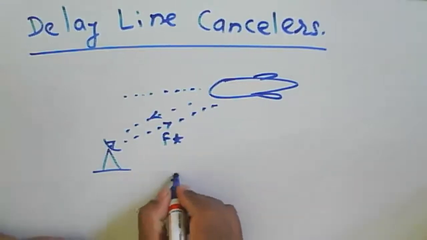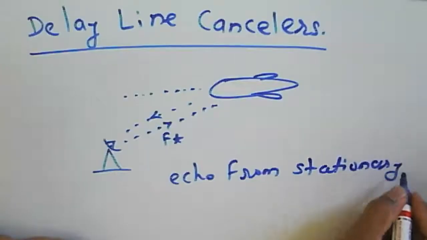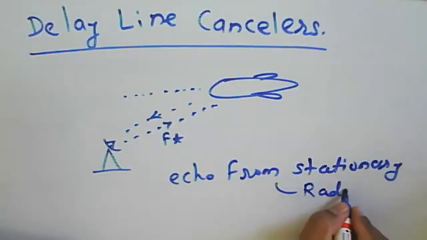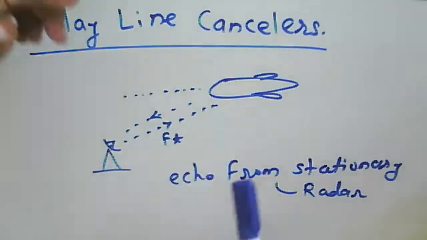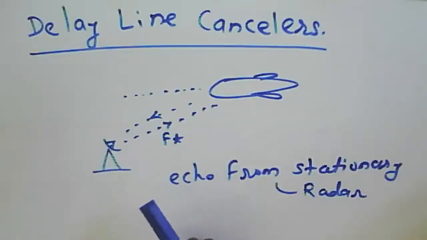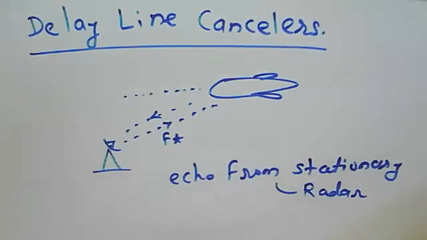So we are getting the echo from a stationary object, and we are getting the echo from the radar target. When both the signal frequencies are the same, the response of this particular delay line canceller will be zero at a given particular frequency. That is nothing but a blind speed. It means the target is there and the target is moving, but we are getting the clutter echo with the same frequency that we have observed from the target. In that case, the response of this delay line canceller will be zero.